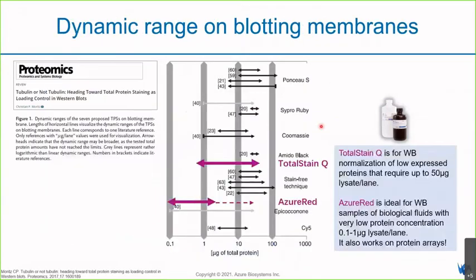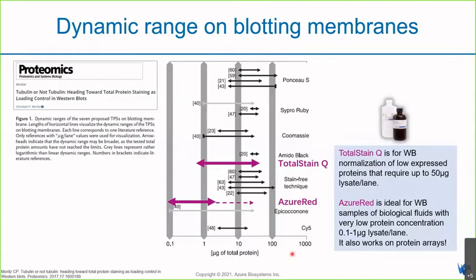Right. Next, this is an image taken from a review paper from Proteomics published by Christian P. Morris back in 2017. I highly recommend you check out this paper. The author discussed the advantages, drawbacks, and the requirements of these few total protein stains, such as Ponceau S, Coomassie, and even SYPRO or epicocconone stain, and so on and so forth.